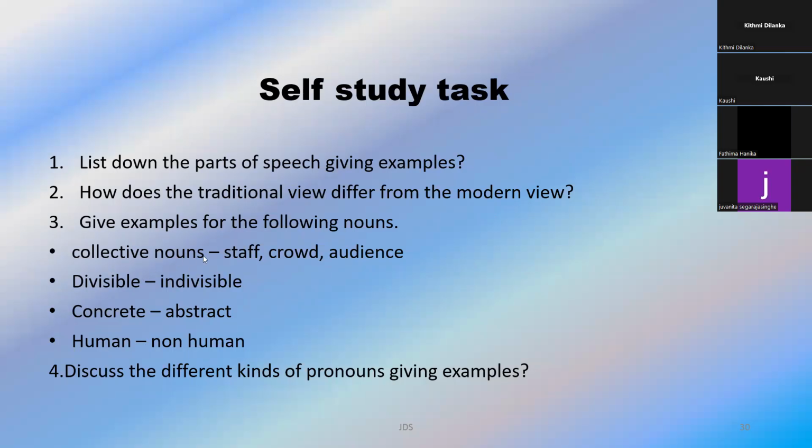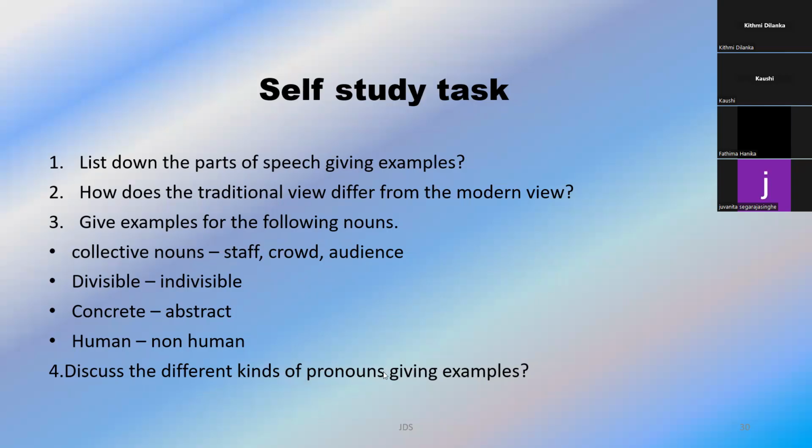Give examples for the following nouns, collective nouns. Collective nouns are given using these. Now, in addition to these, you just think of some more examples. Divisible, indivisible, concrete, and human and non-human.